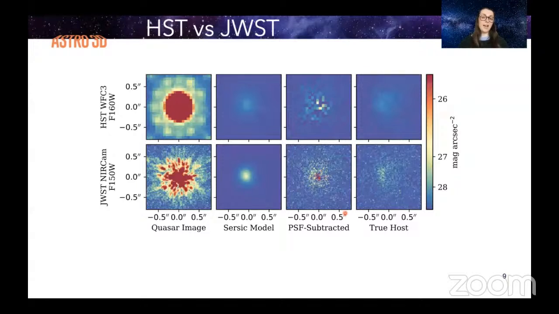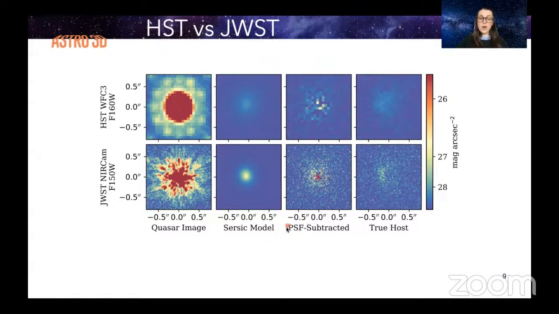So as an example, here we have one quasar observed in both HST and JWST in the H band with an exposure time of 4.8 kiloseconds. This left panel here is what you get when looking with a telescope, so it has the quasar emission and the host galaxy emission. And so we pass this through PSFMC and it finds a best fit Sérsic model for the host galaxy.